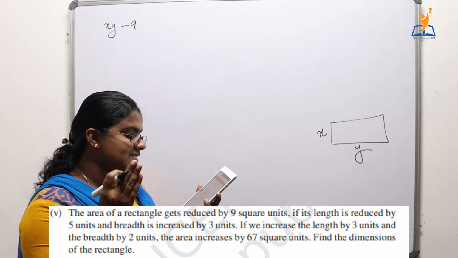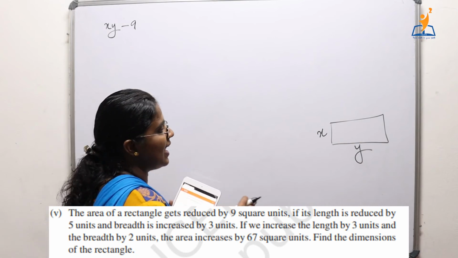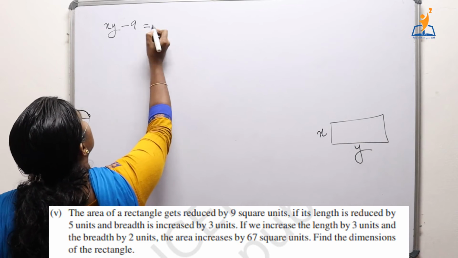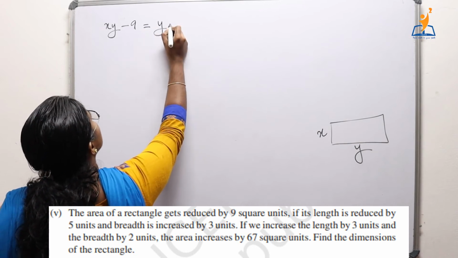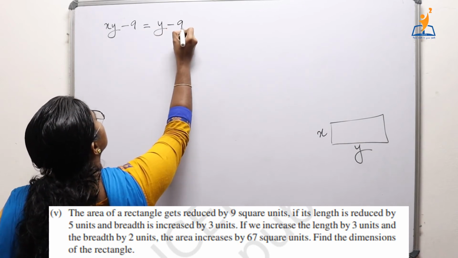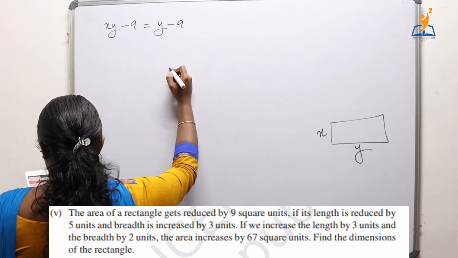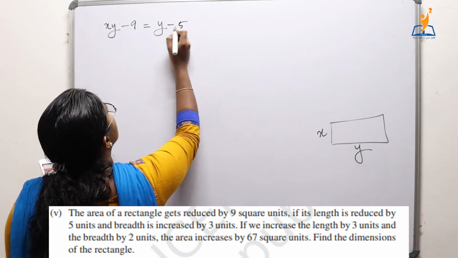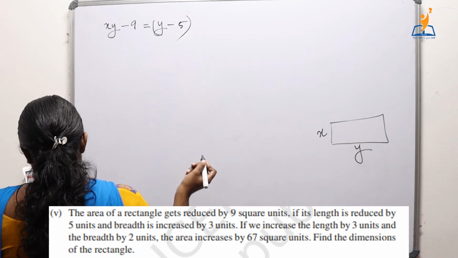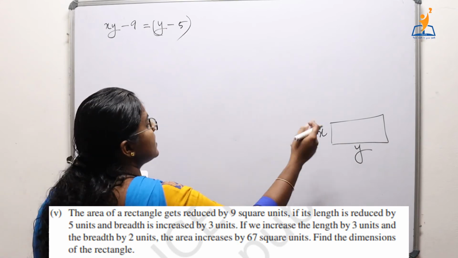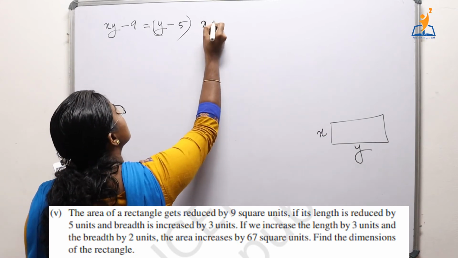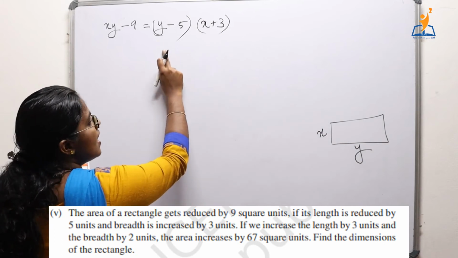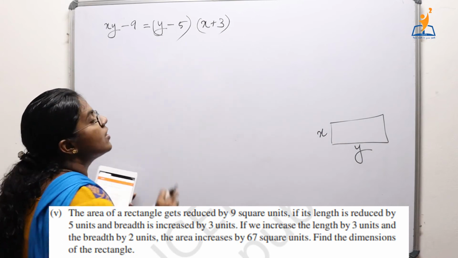If its length is reduced by 5 units, what is the length? We have taken y as the length, so y is reduced by 5 units, and breadth is increased by 3 units. We have taken x as our breadth, so x is increased by 3 units. So this is the new length and this is the new breadth.